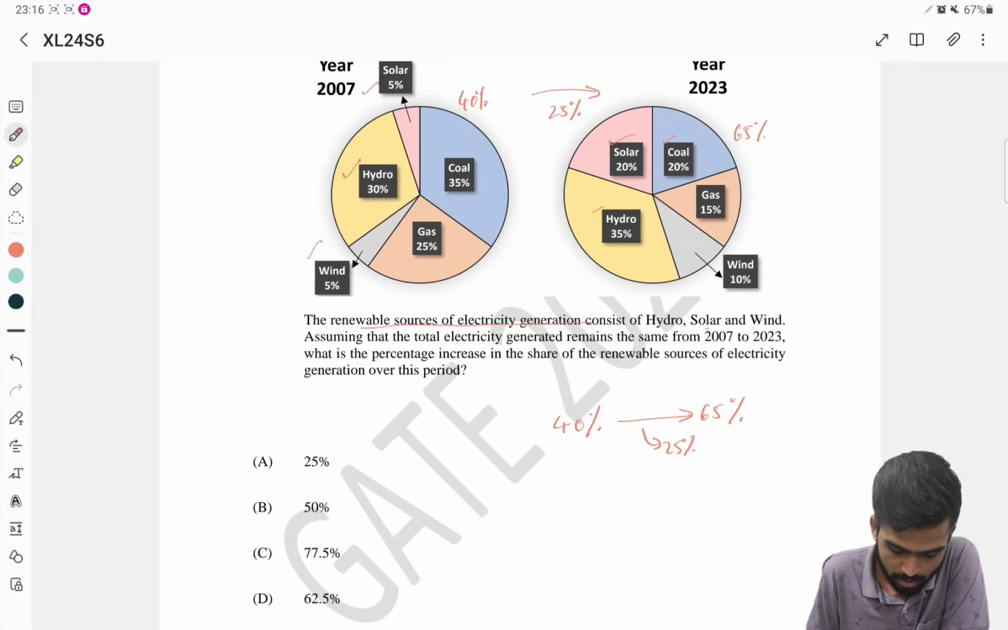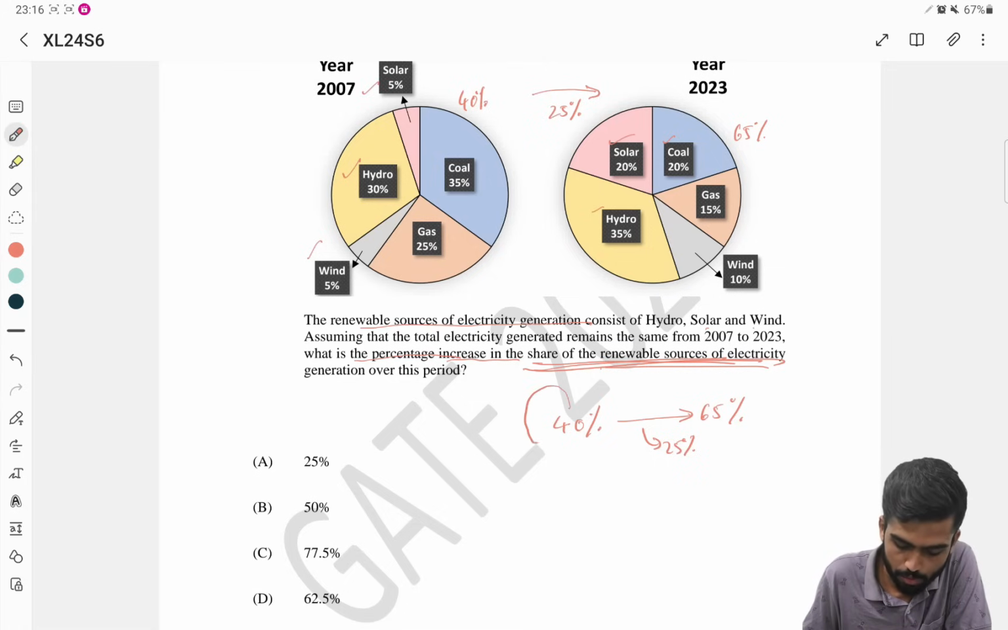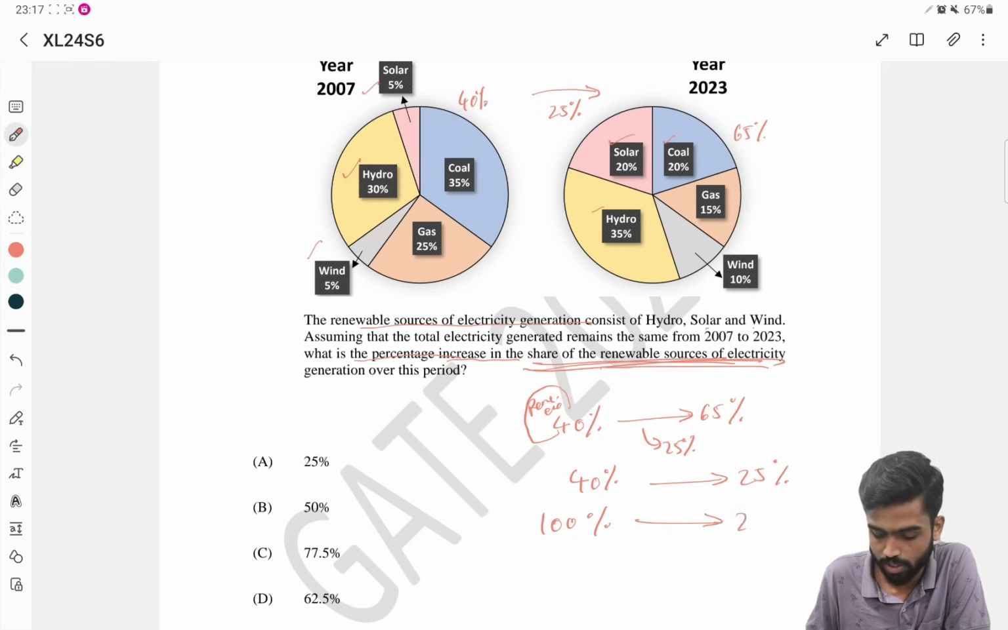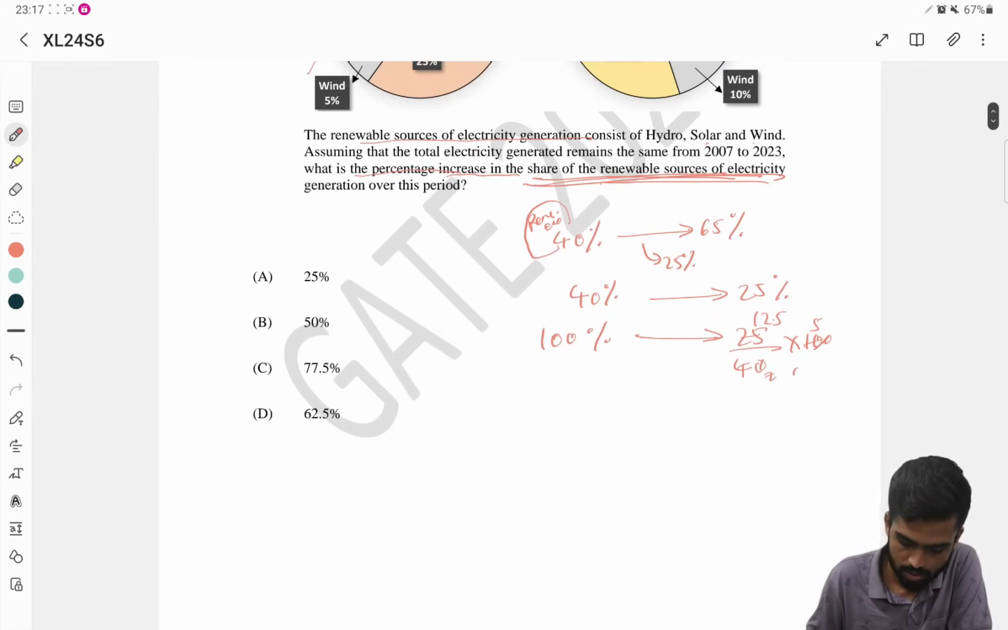We'll have to read the question further: what is the percentage increase in share of renewable sources of electricity. This percentage which we are getting is out of the entire electricity generation, only 40% of which was renewable energy. So what if 100% of the energy was renewable? For 40% of renewable energy, 25% was the increase. If the energy share was 100% renewable energy, then this increase can be calculated through the unitary method, simply 25 by 40 into 100, which will give us 62.5%. This is the answer.